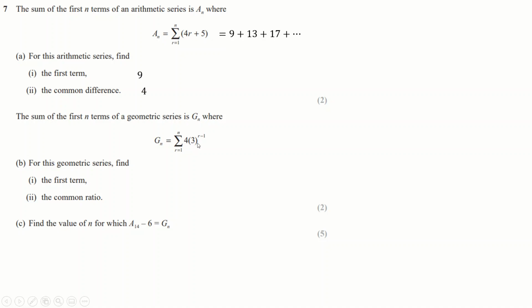So that's good. You can do the same here if you want to. Just put in r is 1, which gives you 3 to the power 0, which is 1 times 4 is 4. R is 2, gives you 3 to the power 1, which is 3 times 4 is 12, and so on. So the first term is 4. And the common ratio, or each of these, is timesing by 3. So okay. Find the value for which this thing is true.